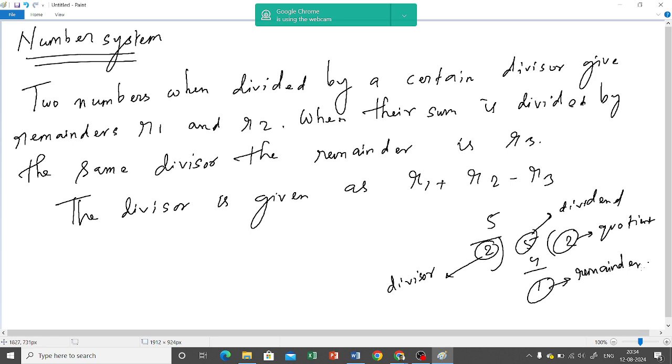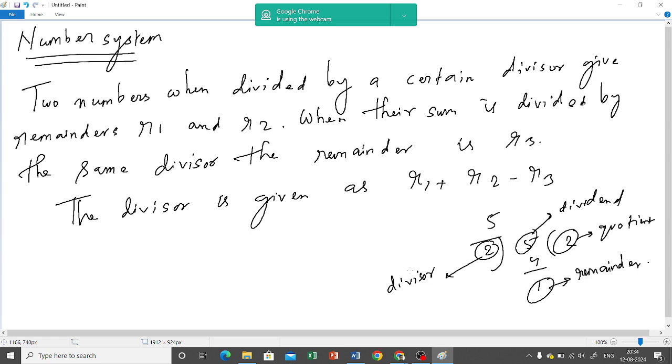So two numbers when divided by a certain divisor give remainders r1 and r2. When their sum, that is x plus y, is divided by the same divisor, the remainder is r3. Therefore, the divisor is given as r1 plus r2 minus r3. Write down a sum on this.